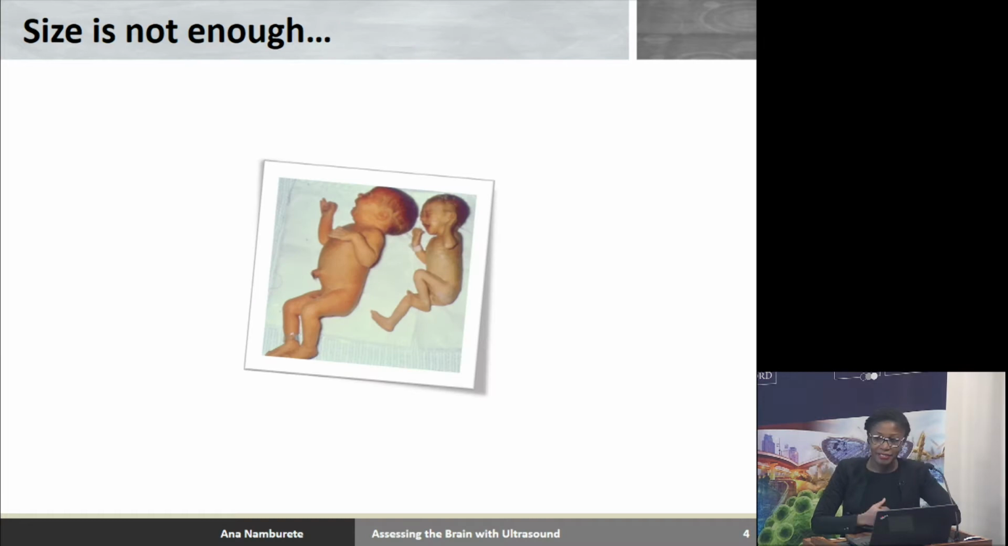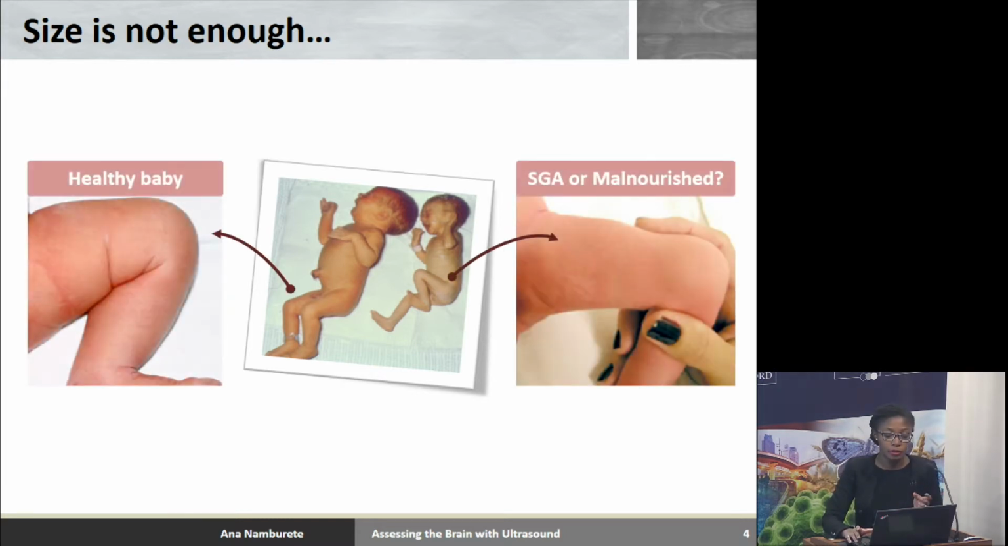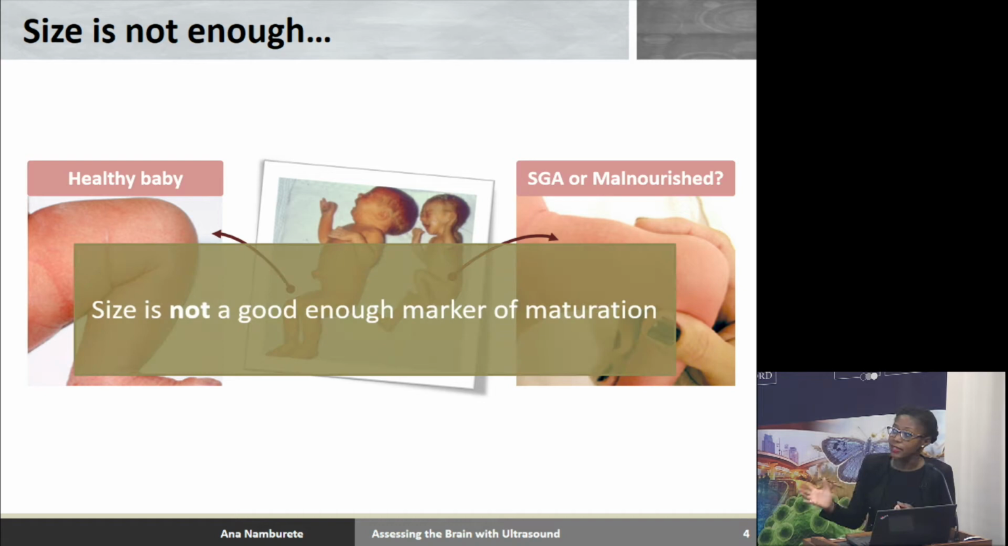However, if we look around the room, I'm sure we can agree that our heights do not inform on our age, right? So the same is true for fetuses and babies. Now, if we look at two babies that are the same age, we cannot tell just from size alone whether they're healthy or, in the case of when they're small, we can't tell if they're just small for their age or if they're malnourished, there's something else going on. So that tells us that size is not a good enough marker of how well the fetus is maturing. So we need another measure.